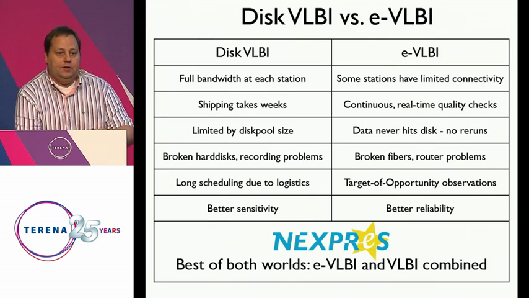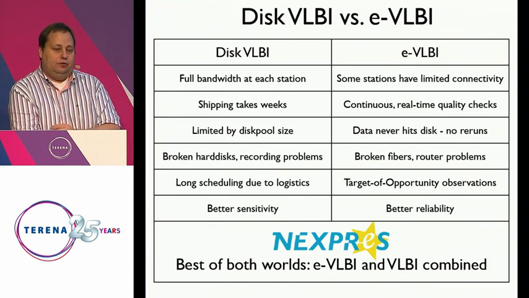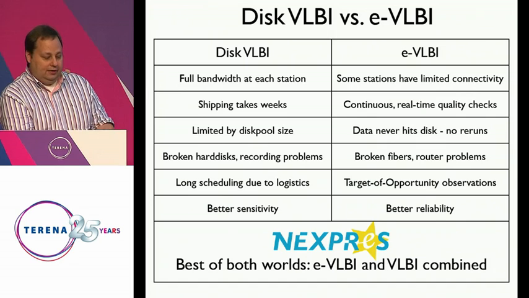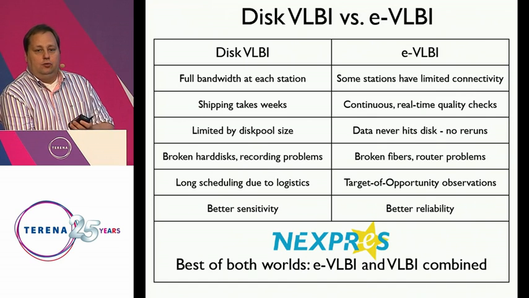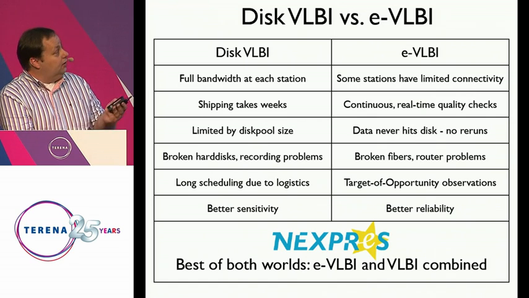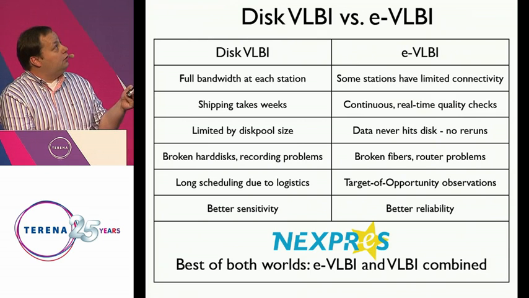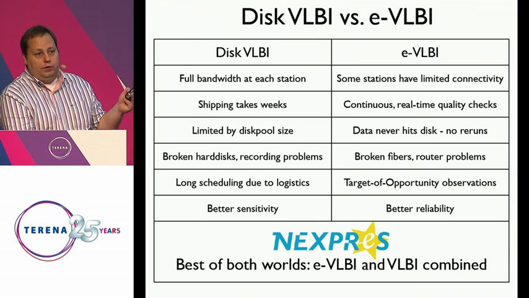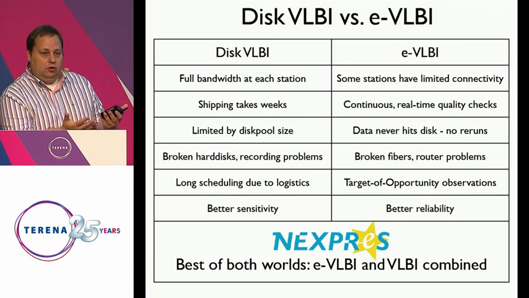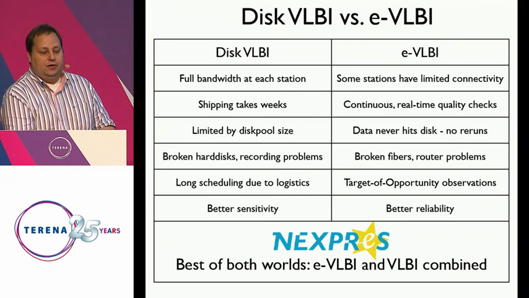So we've been doing network-based VLBI for a while. We call it eVLBI, and we've been doing disk-based VLBI for a bit longer. And it's interesting to compare, to contrast the two approaches. So if we do disk-based VLBI, we record locally at the telescope. That means that there is no limitation in how much bandwidth we can record. We can record up to the full system capacity.